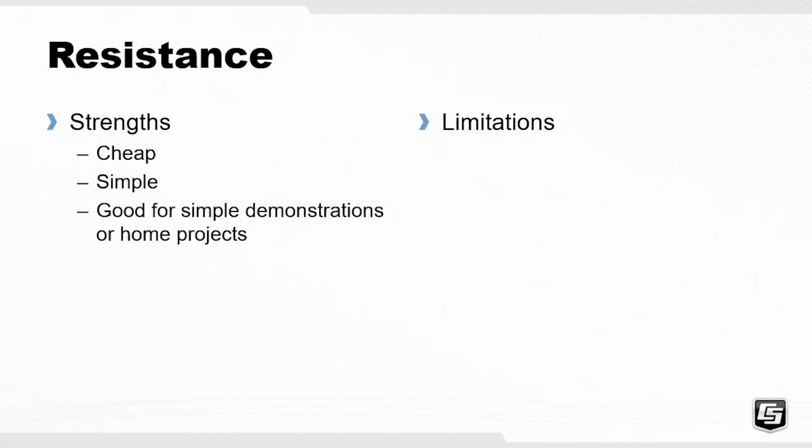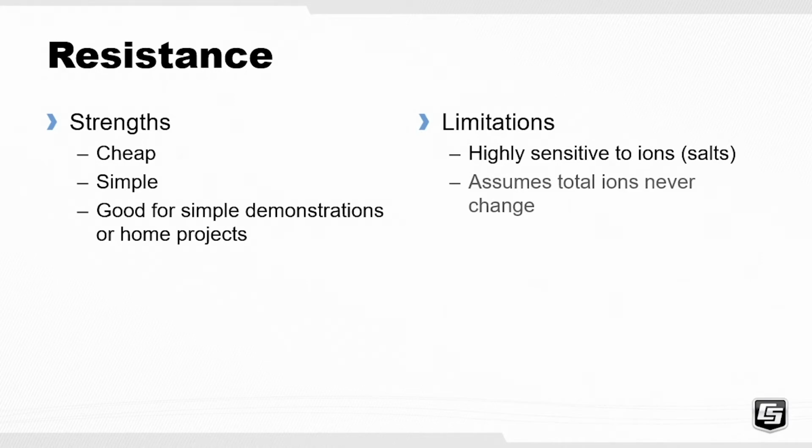So to summarize some of the strengths and limitations of resistance measurements, some of the strengths: they are generally cheap sensors. They're simple, as mentioned earlier, and as such, they're good for simple demonstrations and home projects, science fairs and such. Some of the limitations: it is, like I showed previously, highly sensitive to ions in the soil water. So in order to get water content, you have to assume that the total ions never change, which is clearly not the case, and they usually have a pretty small sensitive volume.